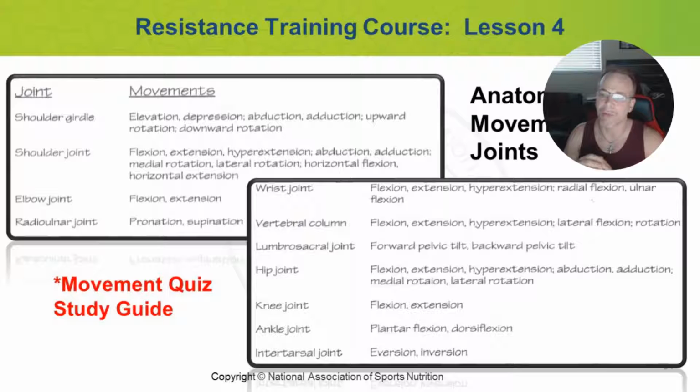Your shoulder joint can do a bunch of stuff: flexion, extension, hyperextension, adduction and abduction. It can rotate inward and outward, and it can do a new one. Let's talk about this new one: horizontal flexion and horizontal extension. What is that? Well, when you bench press, you kind of move to the center like this, right? And that is different than just shoulder flexion, which is from the front. Shoulder flexion, shoulder extension, it's different than that.